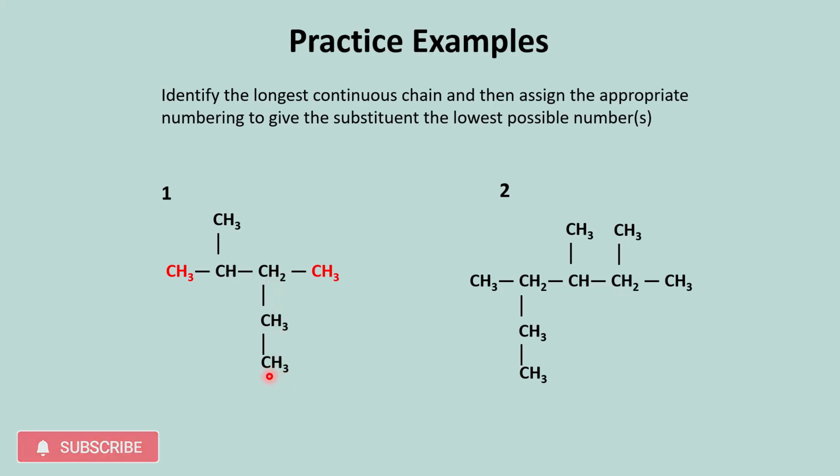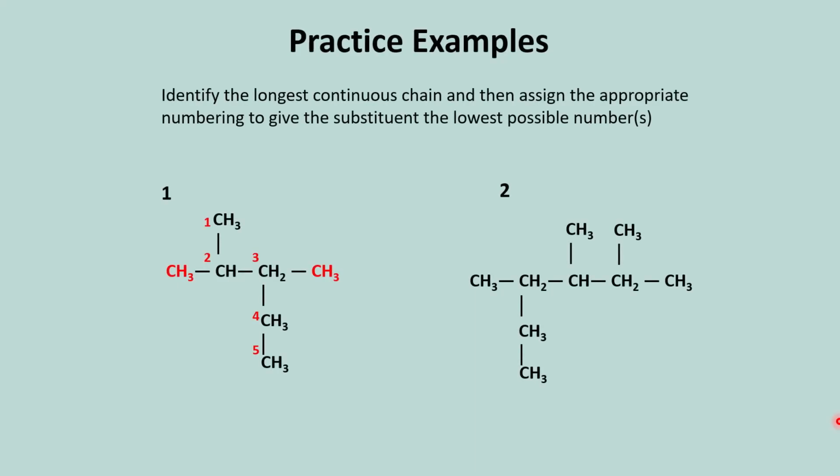Now let me number them. This is the correct numbering: 1, 2, 3, 4, 5. If I number this way, I give the first substituent number 2 and the second substituent number 3. Compared to numbering from the bottom to the top, 1, 2, 3, 4, the first substituent would be on 3 and the second on 4. So this is the correct numbering. Try this out and write your order of numbering in the comment section.